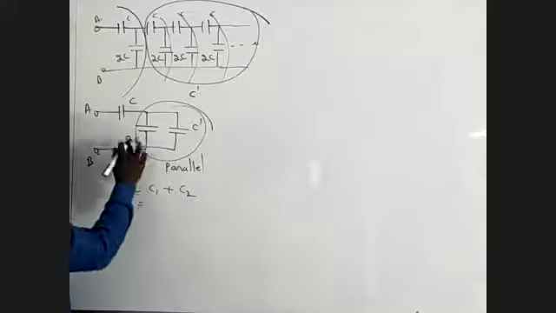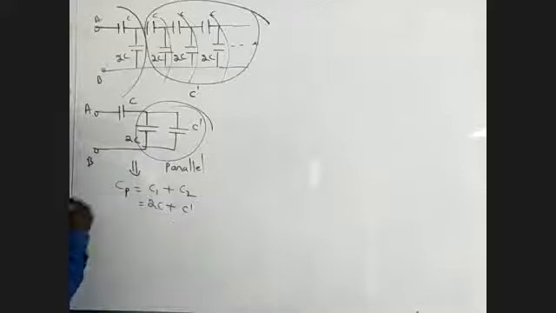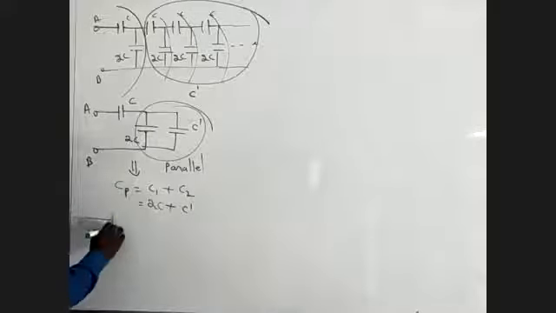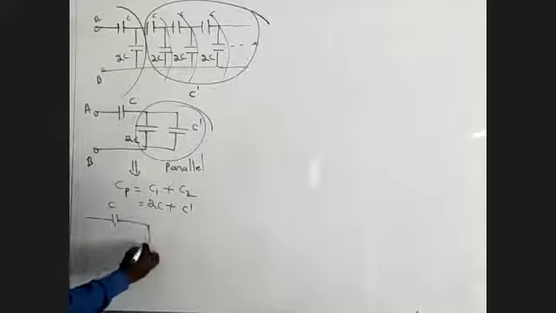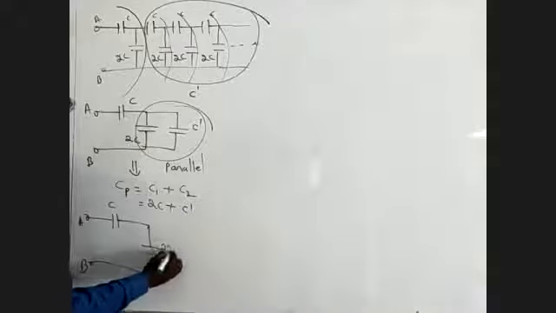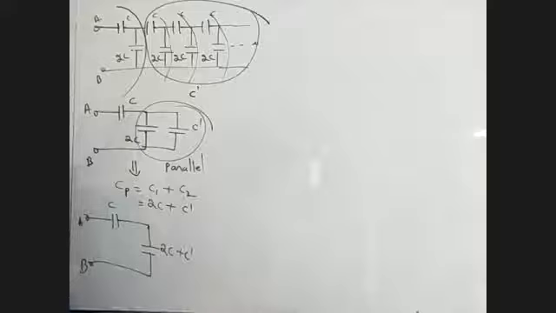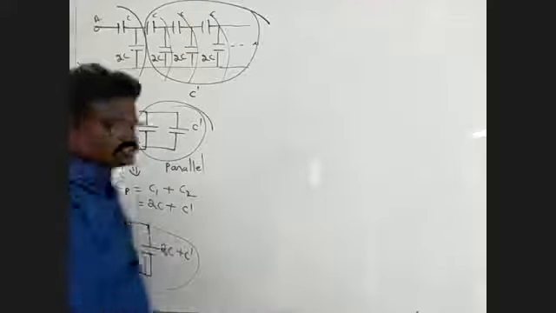What is the C1 value? 2C. What is the C2 value? C dash. This is the CP value. Now I'm going to draw the diagram. This is C. These two are combined with each other, which means there is a single capacitor between the A point and B point. This value is 2C plus C dash. Now two capacitors are in a series connection.